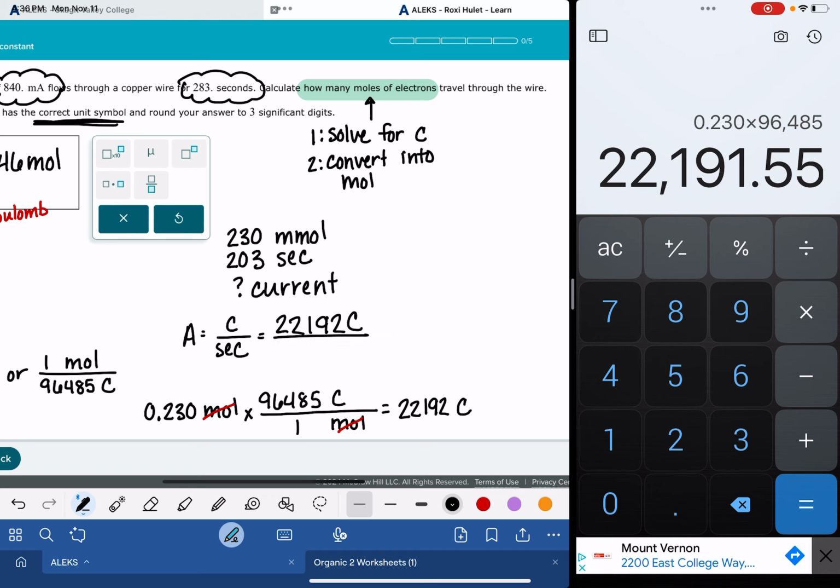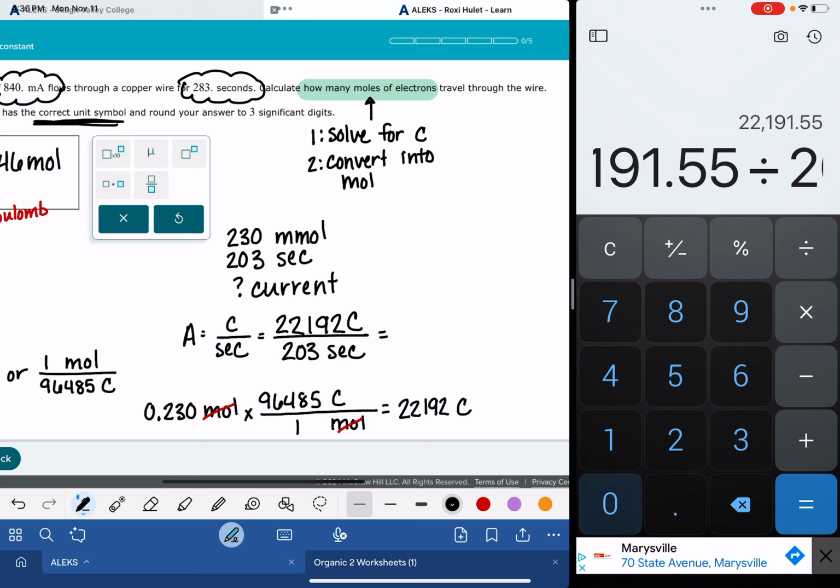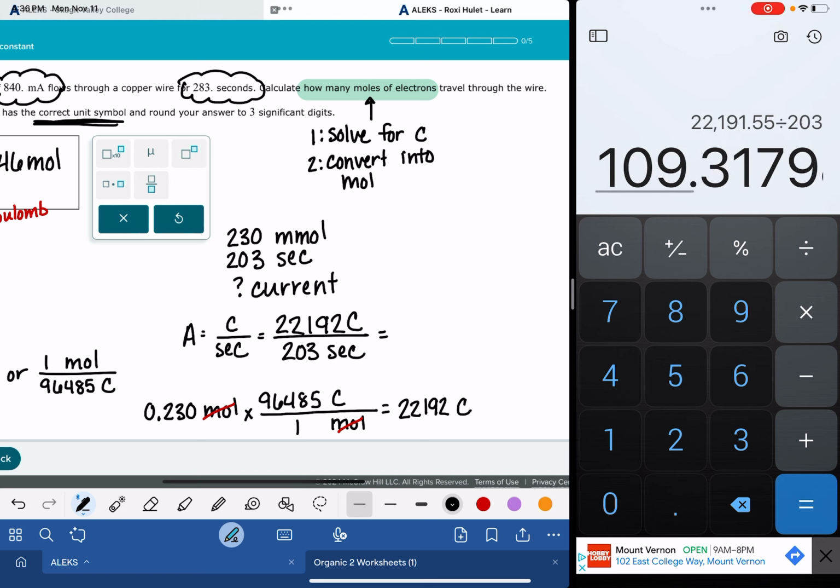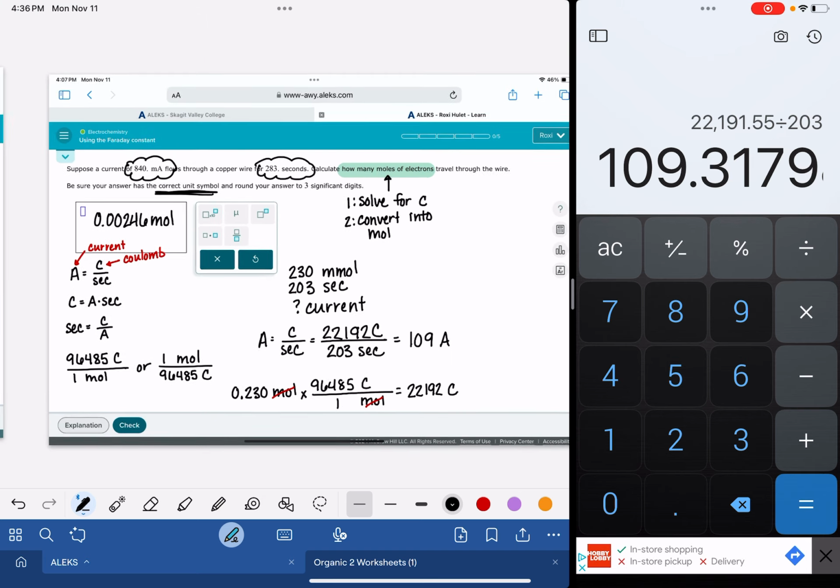I'm just going to plug that in here, 22,192 coulombs. My time was 203 seconds. That comes out to 109, and the unit is amps.